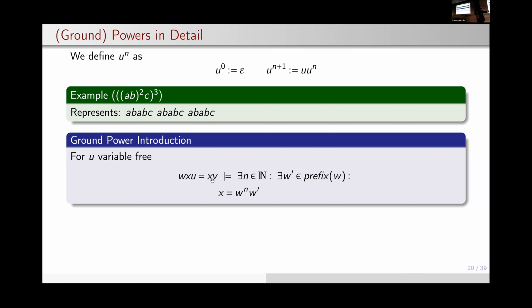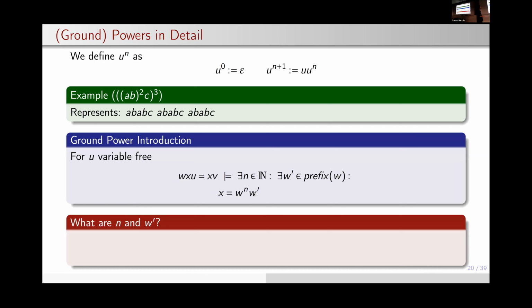If we have on the right-hand side starting with an X, and on the left-hand side we have a prefix W, and then it proceeds with an X, and this W is variable free, then it follows always that X, if there is a solution, then X has to be of the form of n times repeating this W, and then followed by potentially some prefix of the W. Okay, well, yeah, there are some open questions. For example, what is n and what is W prime?